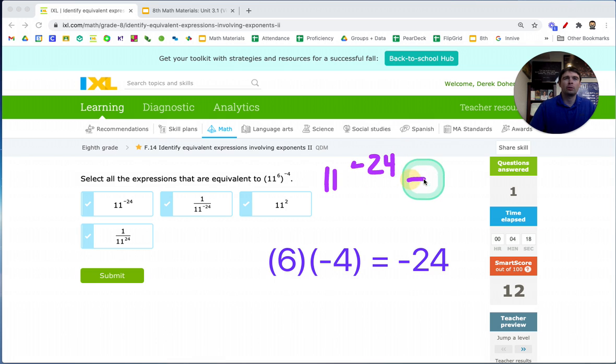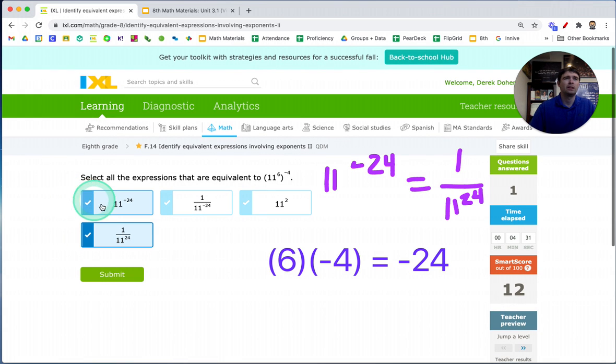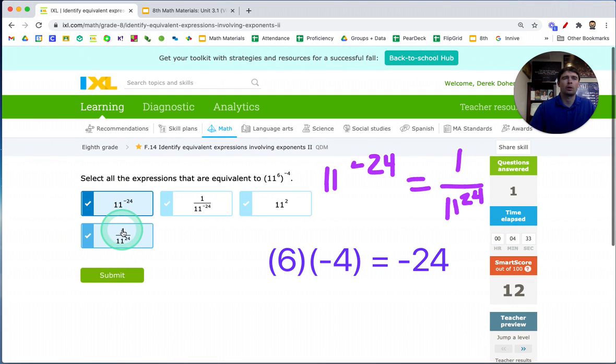And I also know negative exponents are the same thing as dividing by their positive self. So I'm going to convert this right now. And I see the two answers that match up with this here. This is a very similar problem to our first one. Or 11 to the negative 24th, or 1 over 11 to the 24th.